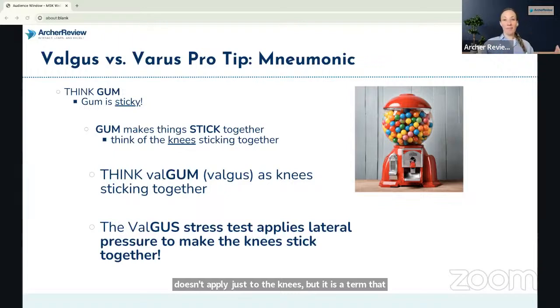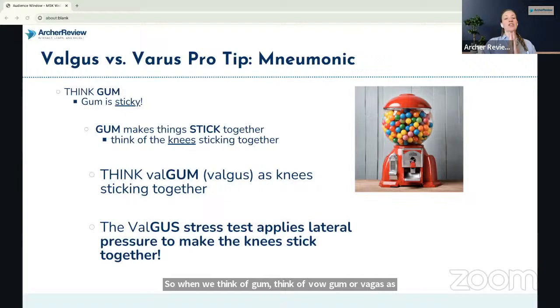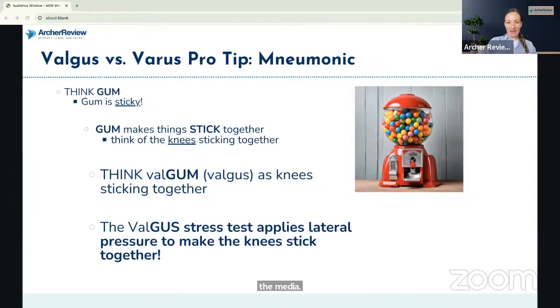Okay, so we think of gum. Gum is super sticky. We think of gum as making things stick together. So think about putting some gum in between the two knees, and that is going to make the knees stick together. So when we think of gum, think of valgum, or valgus, as the knees coming together or sticking together, okay? So the valgus stress is pressure applied laterally that brings the body in towards the medial. So a valgus stress is bringing things to stick together, okay?